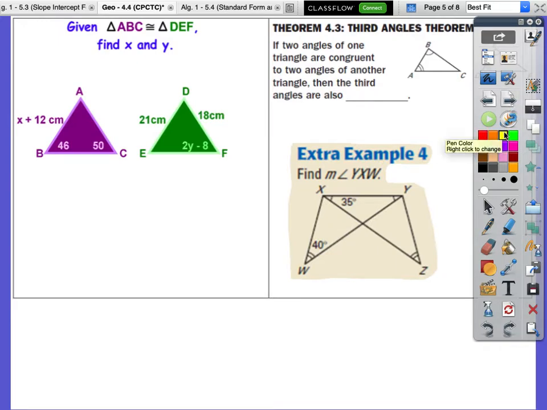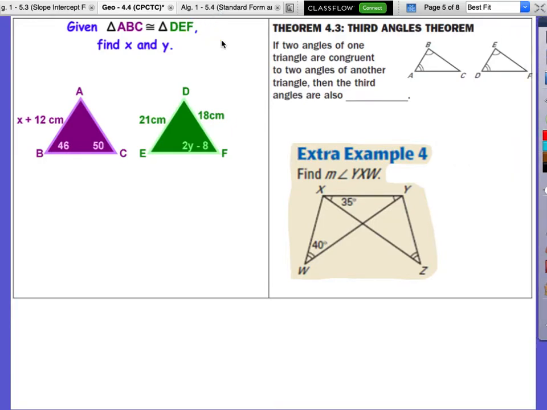So if we have congruent triangles, if we're given, top left, that these two triangles are congruent, triangle ABC and triangle DEF, we need to find the measure of x and the measure of y, or the value of x and the value of y, rather. Okay? How can we go about finding these values? Well, what do we know about congruent triangles? Okay, what's the same measure on them? What's the same measure in congruent triangles?